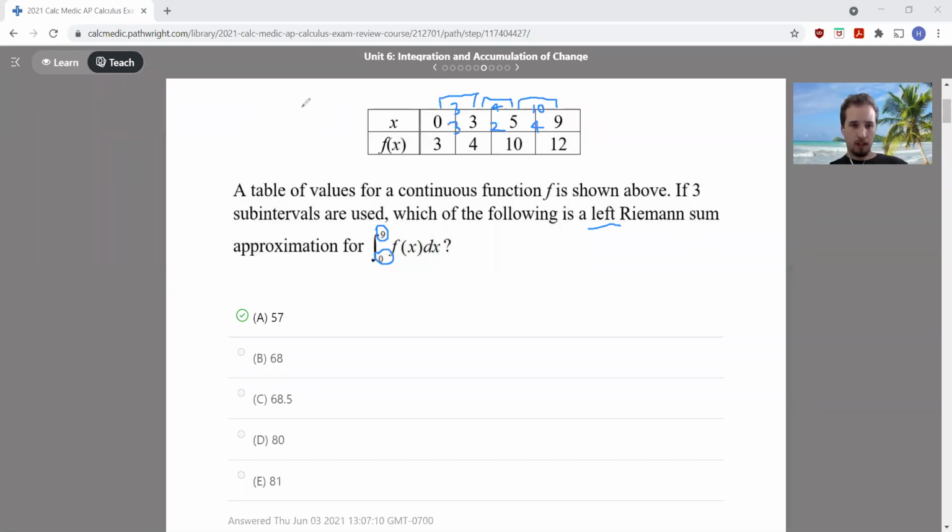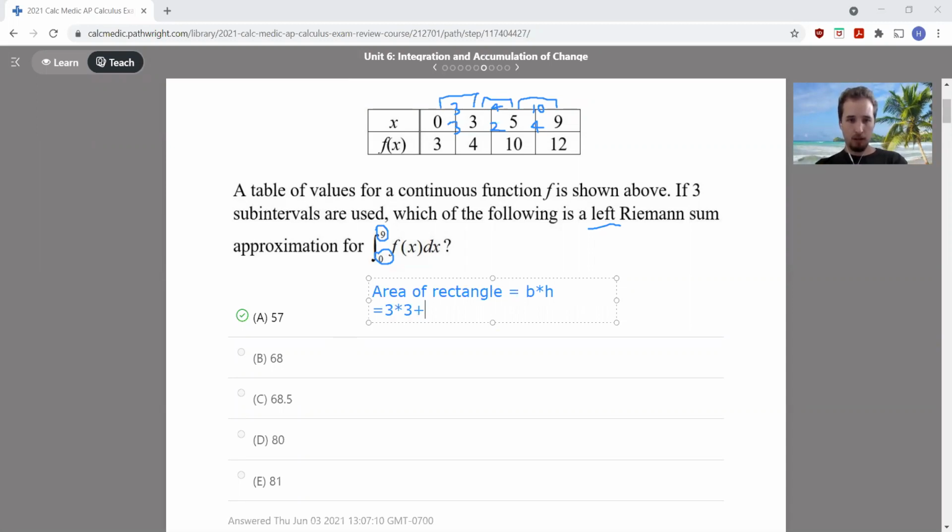And what is the area of a rectangle? We're adding rectangles here, right? That's what Riemann sums are. So it's base times height. So if we're going to add 3 rectangles, and we're starting from the left height, the first rectangle goes from 0 to 3. So we have a base of 3 times the left height, which is 3.